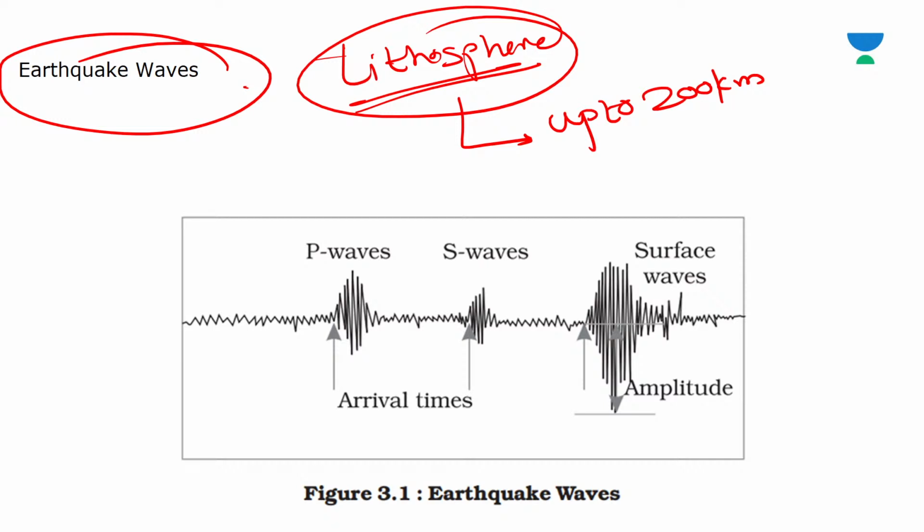Now, an instrument called a seismograph records the waves reaching the surface. So, a curve of earthquake waves is recorded on the seismograph. See the seismograph given in the diagram.